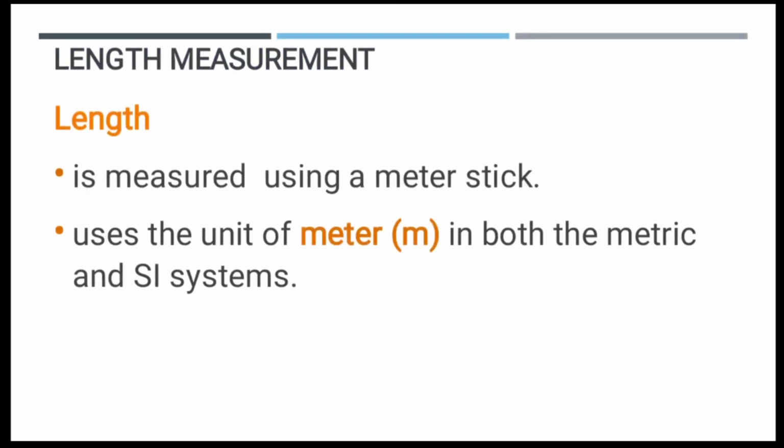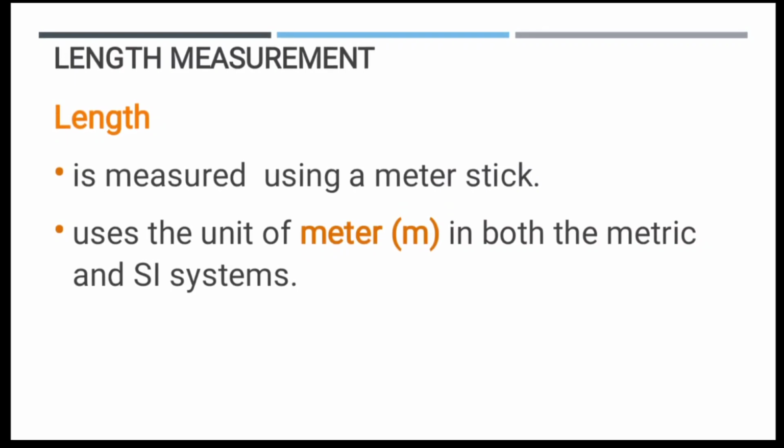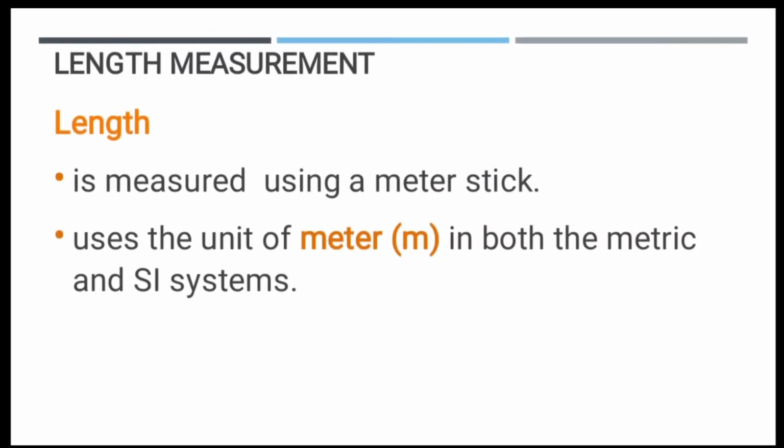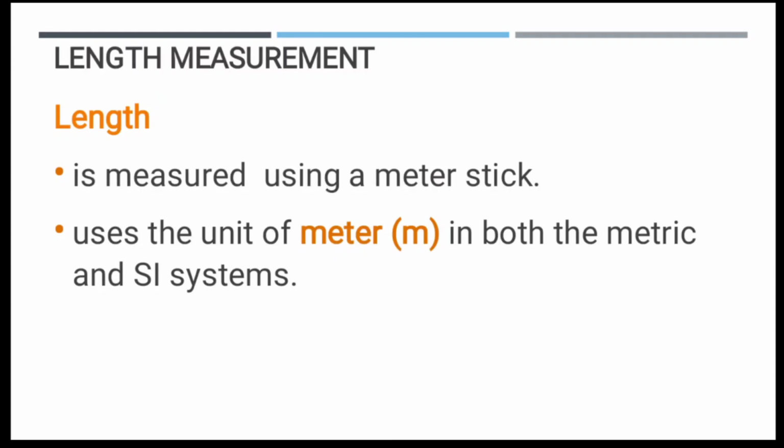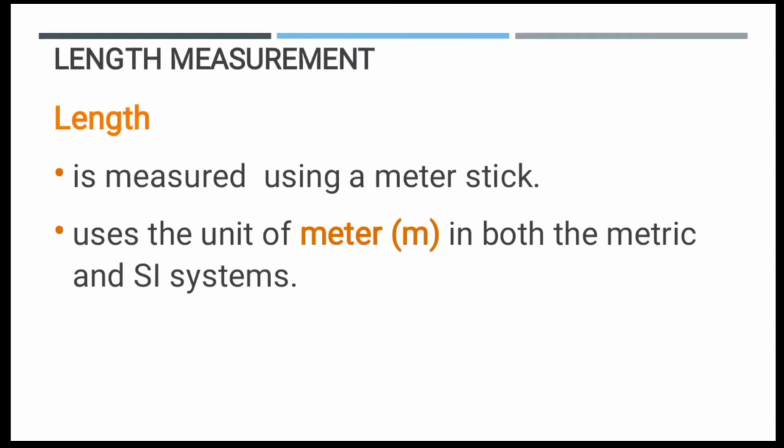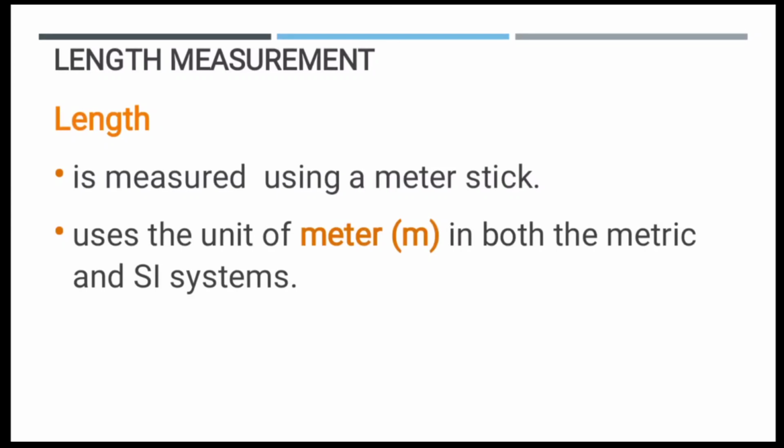Okay, let's proceed now to the length measurement. Length is measured using a meter stick. Length uses the unit of meter or m in both the metric and SI systems. So again, when we are talking about length, its unit should be meter. Then when we convert it to other units using the prefixes I mentioned earlier, we have, for example, kilometer, centimeter, hectometer, and the like.